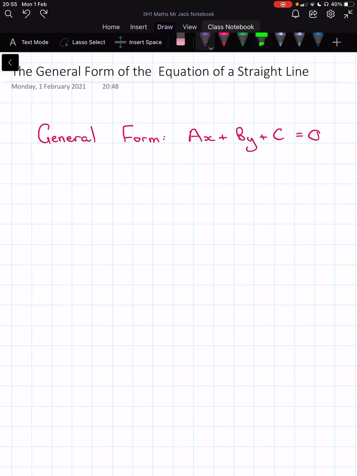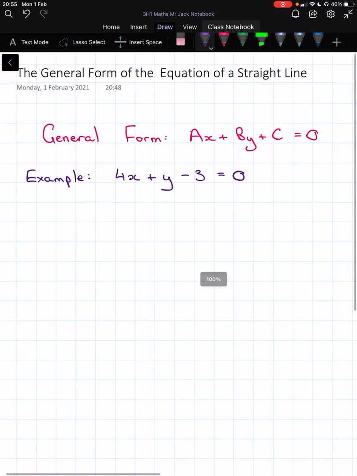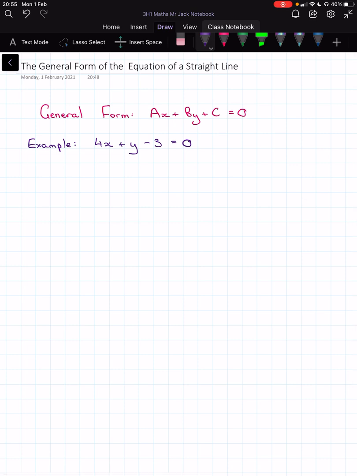If I was to put it into some sort of numerical example, just to help you get your head around it, this would be an example: 4x plus y minus 3 equals 0. That is still the equation of a straight line. It doesn't look like what you've been used to dealing with, because what you've been used to dealing with is y equals mx plus c.